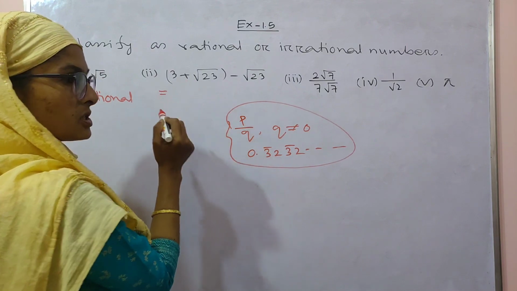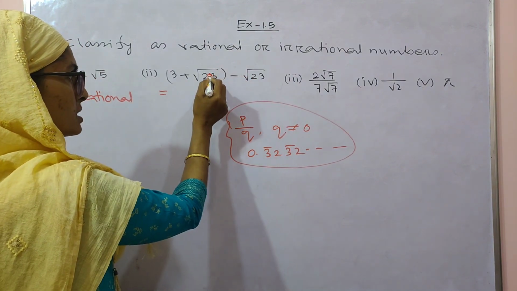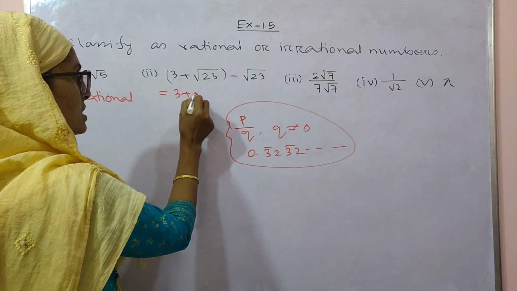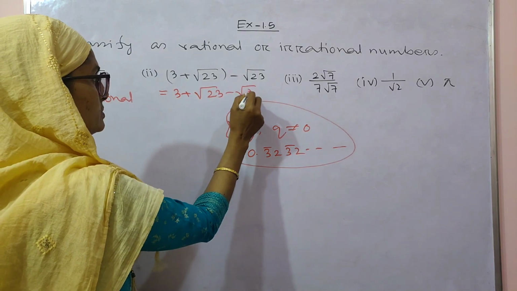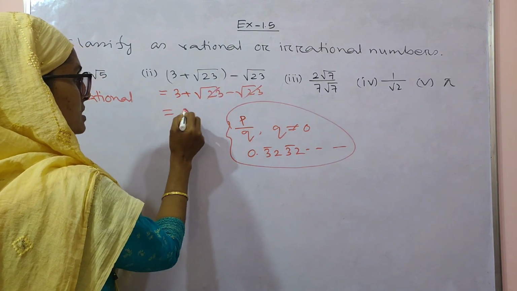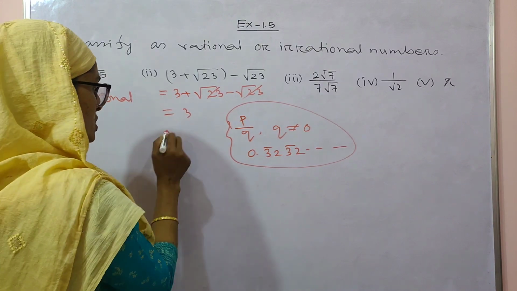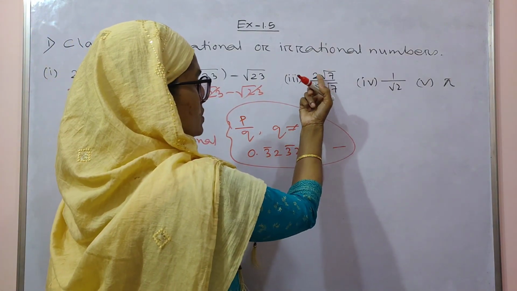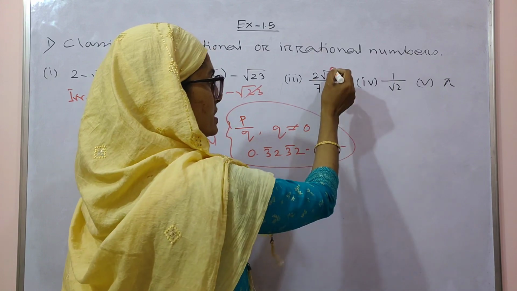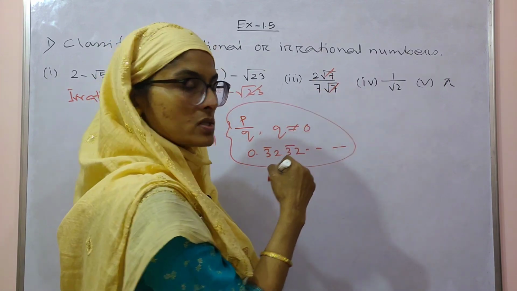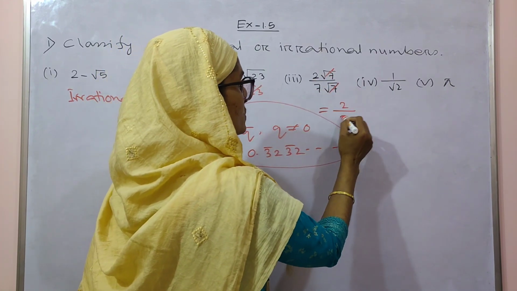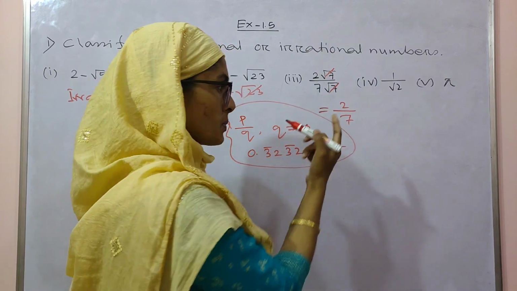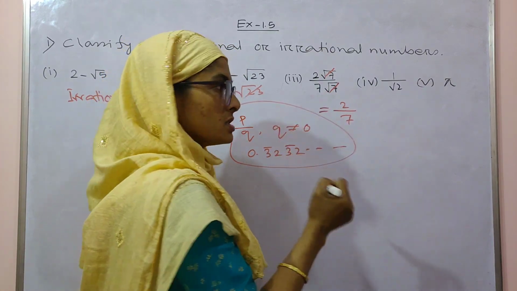3 plus root 23 minus root 23. If you simplify this one, minus root 23 plus root 23 cancel. If you omit the bracket, this one cancels, and you will get simply 3. This one is rational. Next, 2 root 7 by 7 root 7. If you cut root 7, you will get 2 by 7. This one is a rational number, in the form p by q, q is not equal to 0.